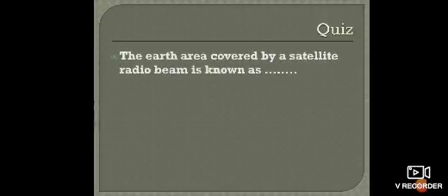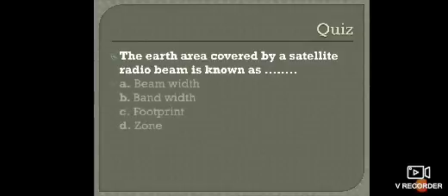We have a quiz on this topic. The earth area covered by a satellite radio beam is known as: the options are beam width, bandwidth, footprint, and zone. So please note this question.